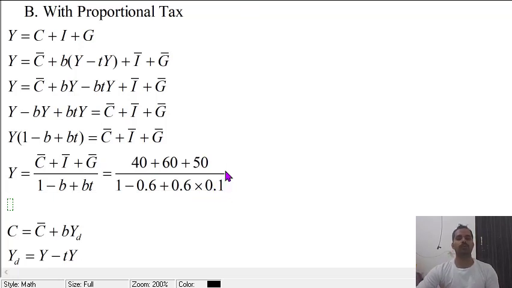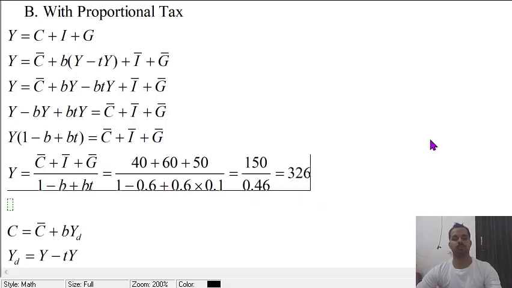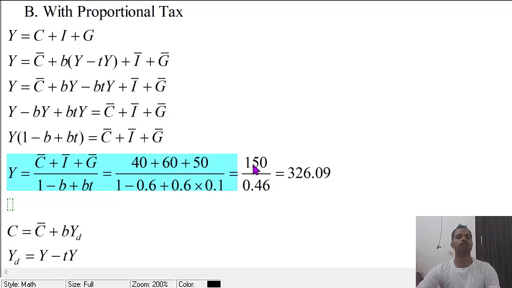So when you solve it, you get 150 by 0.46, and when you solve this, you find approximately 326, and this is actually the equilibrium output we could find.